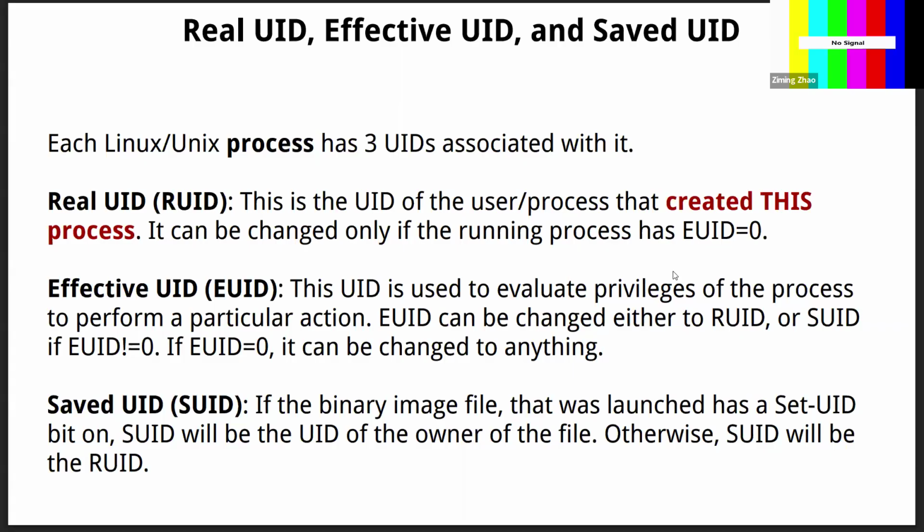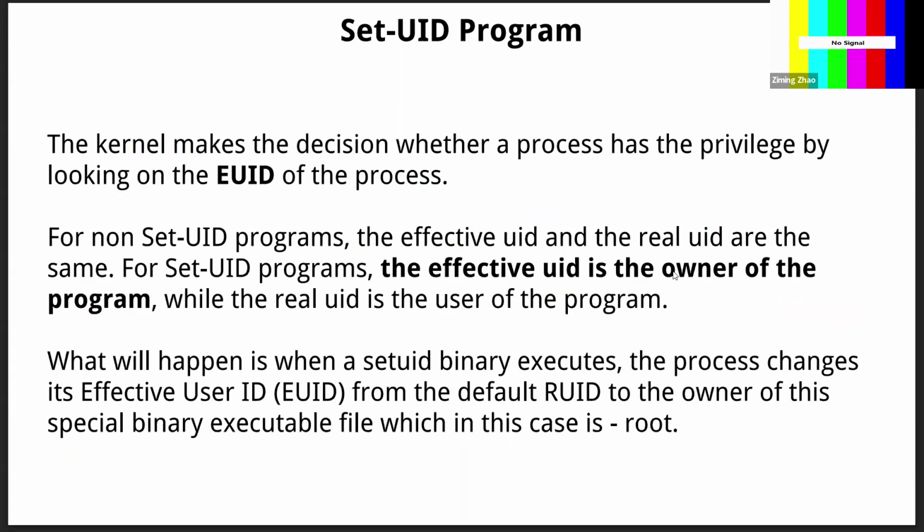However, there is a special type of program called a set UID program. This is a Linux or Unix thing. Windows doesn't have this. A set UID program is a special type of program. You need to specify that in the file system. This program is a set UID program. When a set UID program is executed, the EUID is not whoever launched it. The EUID is the owner of the program.